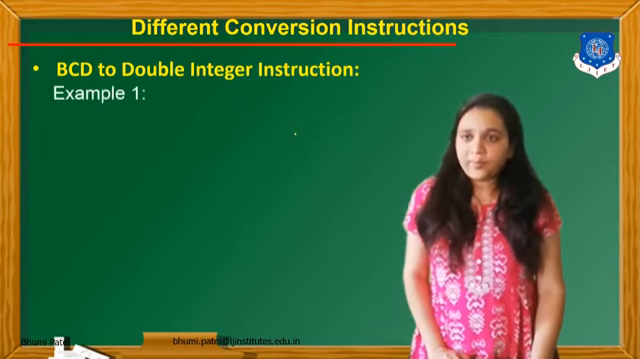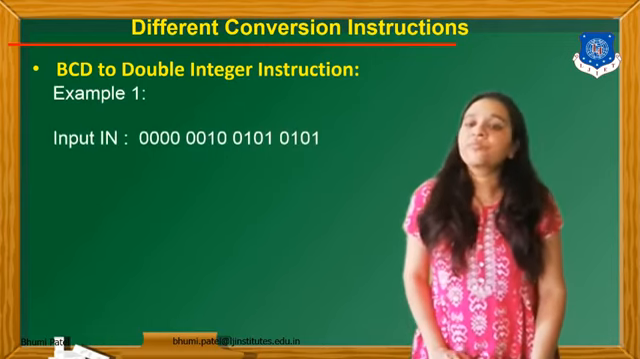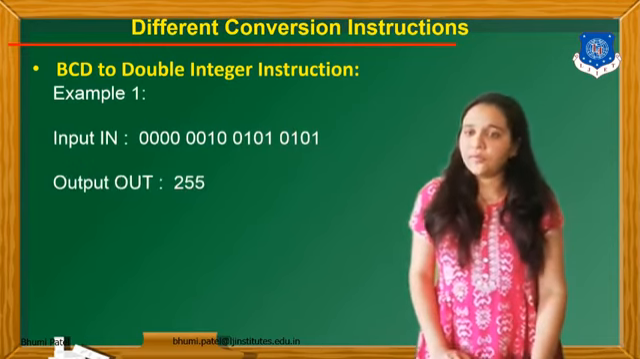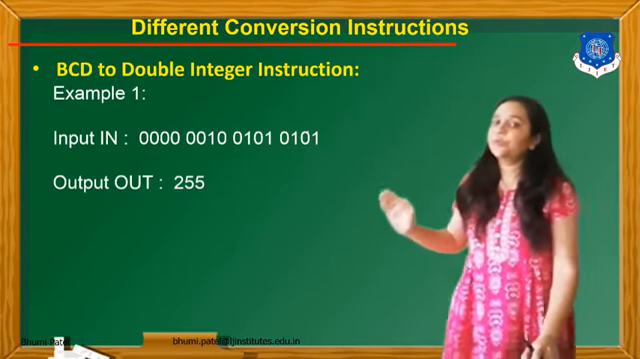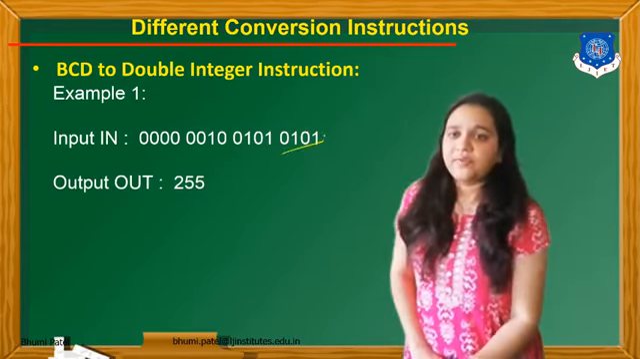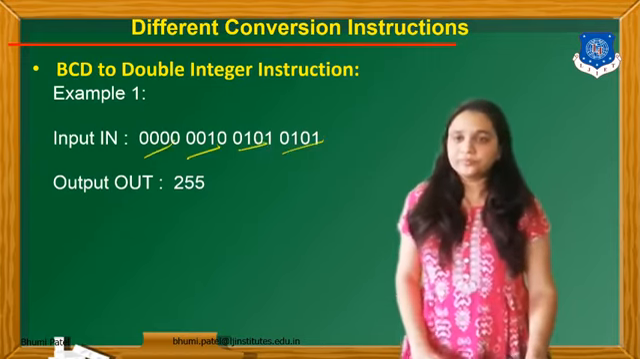And this is my example. Input is 0000, 0010, 0101 and 0101, and the output is 255, because 0101 is the number 5, the next 0101 is 5, 0010 is the number 2, and the rest is 0. Clear?